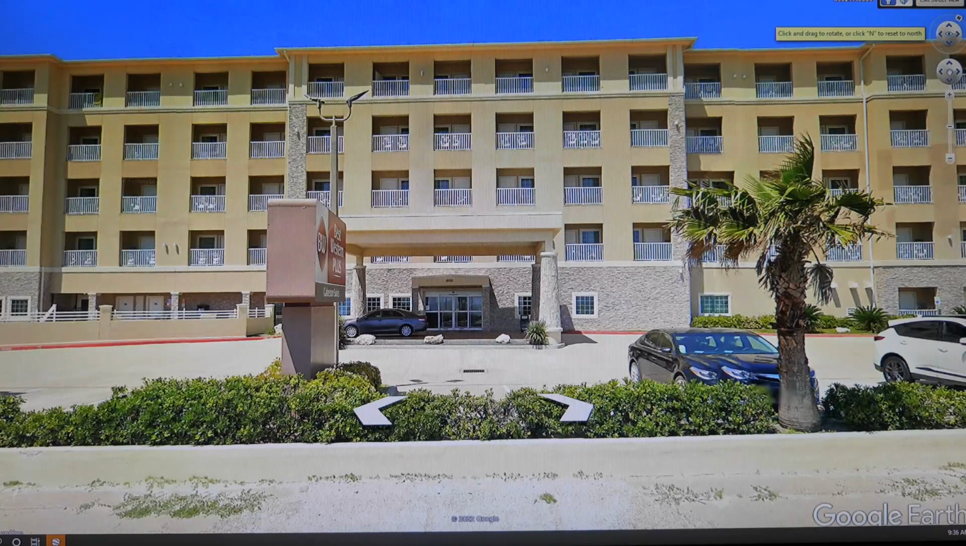We took our video from a hotel located on the beach. This is the balcony where we placed our cameras.